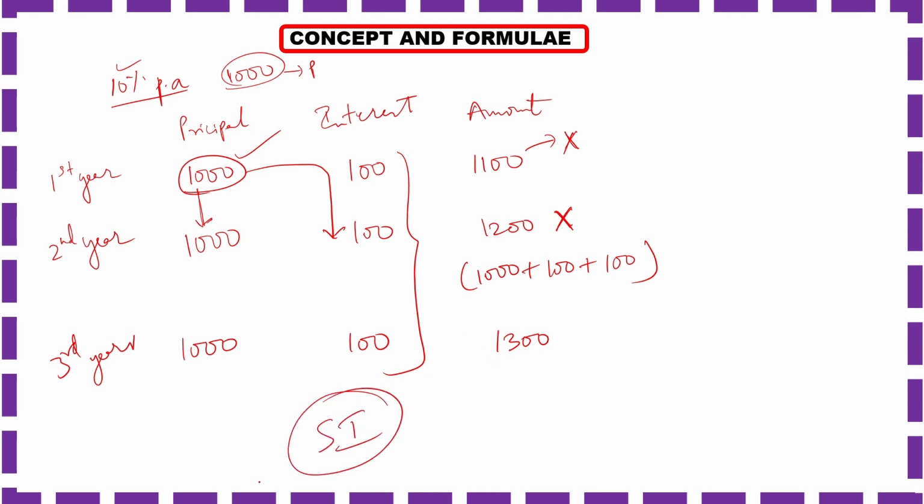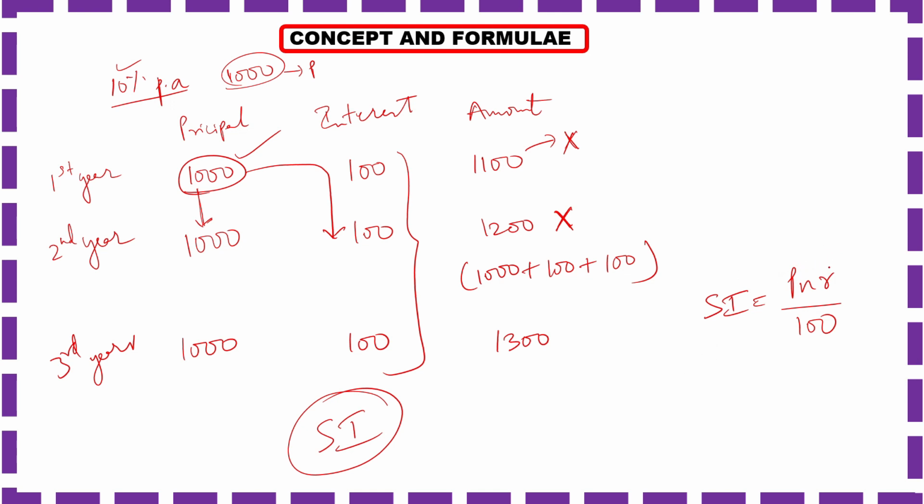What about the formula for simple interest? Simple interest is PNR by 100. It is also known as PTR by 100. Instead of N, we can also write T. So what is P? P is the principal, N is the time period in years.